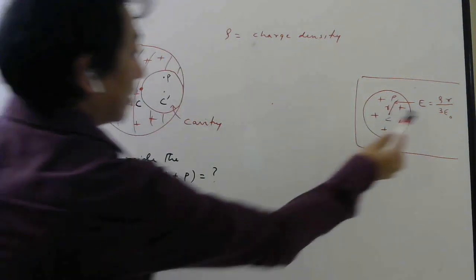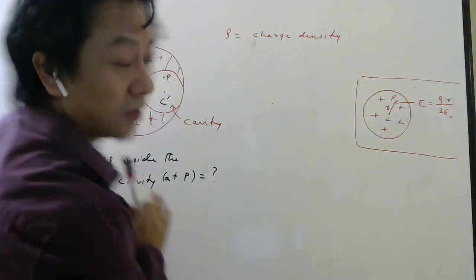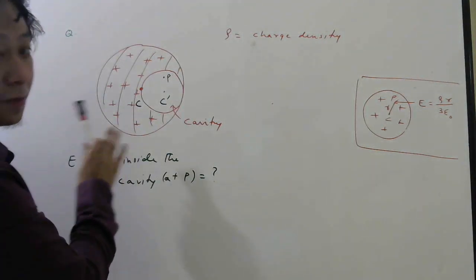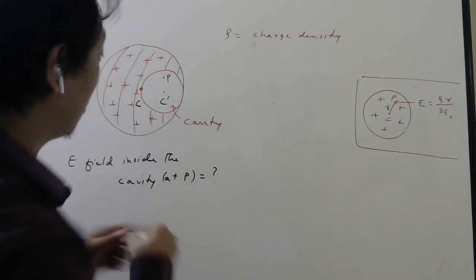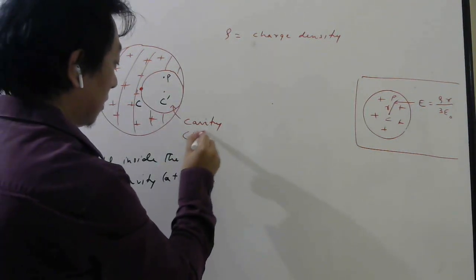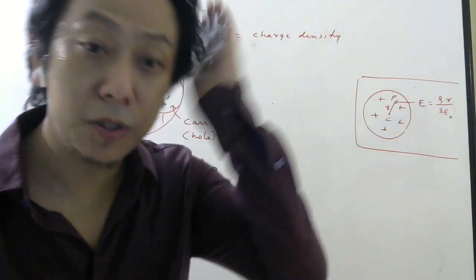I cannot write this formula because this is for a uniformly charged sphere. This is also uniformly charged, but it is not a sphere because there is a cavity. There is a hole. Cavity means basically hole. So how to do that? Well, we will use the superposition principle.